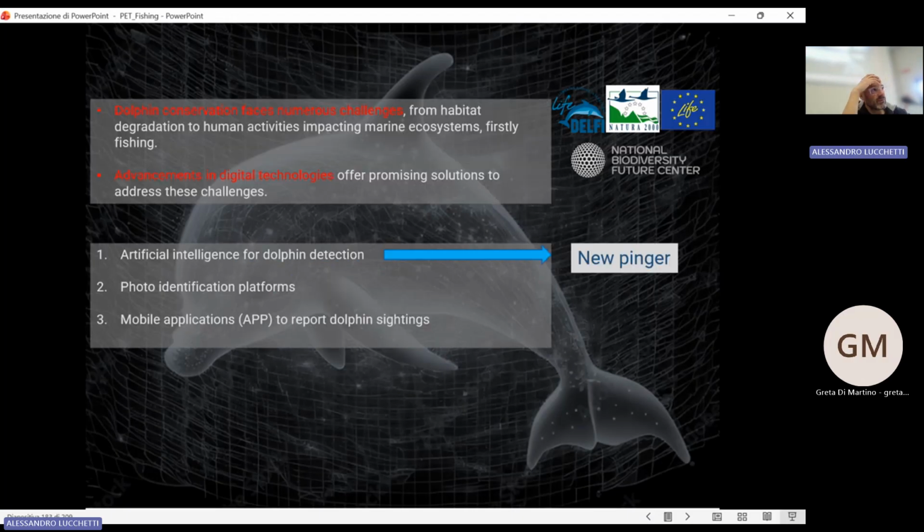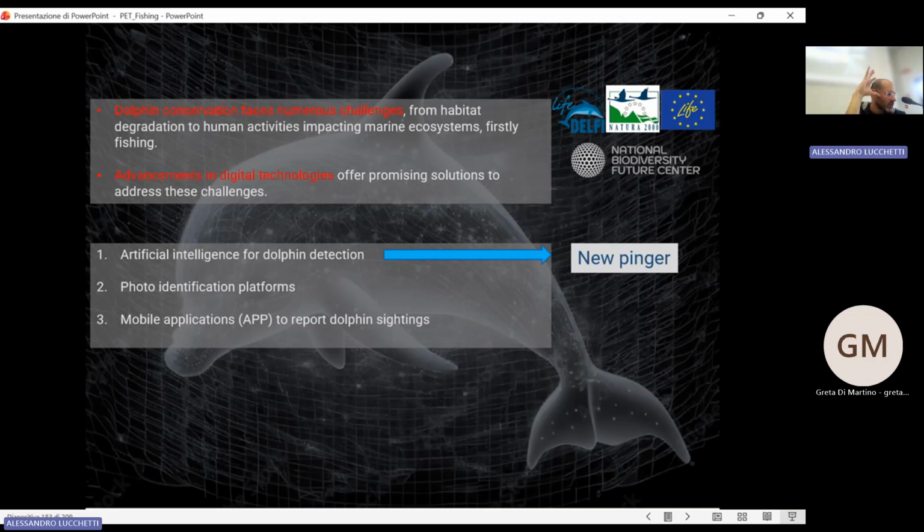We now have some prototypes. The prototypes have a small recorder, and when they sense the presence of a dolphin in an area, there is a kind of small PC inside. I don't want to describe this in detail, but there is software that, with a neural network, recognizes the presence of a dolphin in an area and sends a message. So the new pinger should be interactive, switched on only if a dolphin is detected in the area.